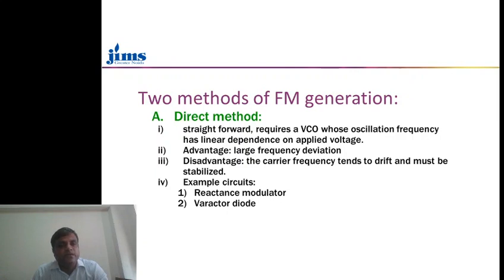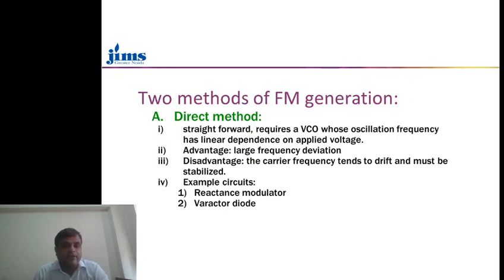So, what is the advantage of the direct method? First, it is a straightforward approach to FM generation, and it requires a voltage controlled oscillator, whose oscillation frequency has linear dependence on the applied voltage. So when we vary the applied voltage, that is basically the modulating signal or information signal, the VCO output will vary. In this way, we obtain the FM output.